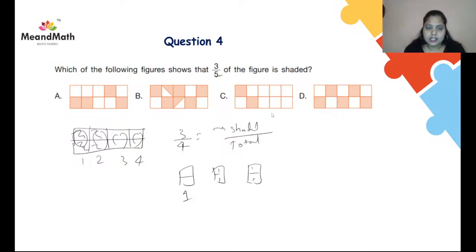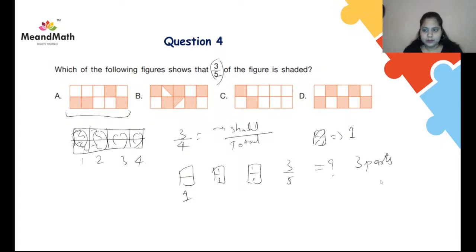Now, similarly, you can see that in this figure, they are also grouping two boxes as one part, right? So what we have to find out is 3 by 5. So 3 by 5, how much is the shaded box here? 3. That is 3 parts are shaded. But in this case, where we are grouping 2 as 1, how many boxes should be shaded? 6 boxes. That's right. 6 boxes should be shaded here.